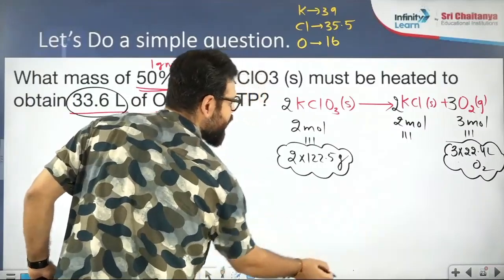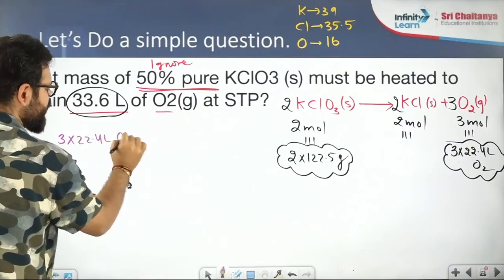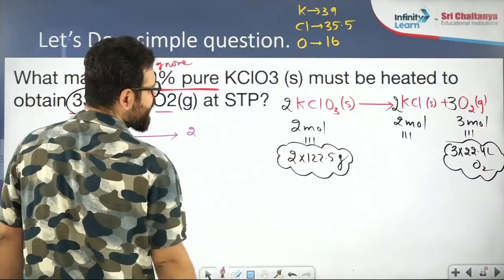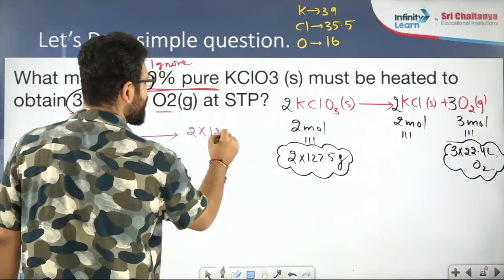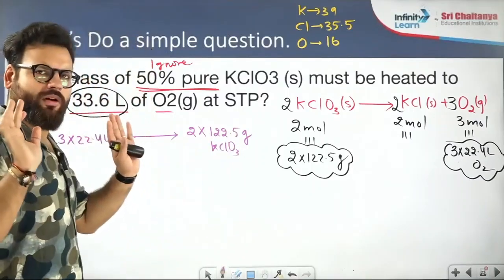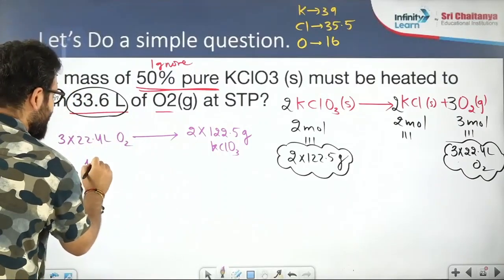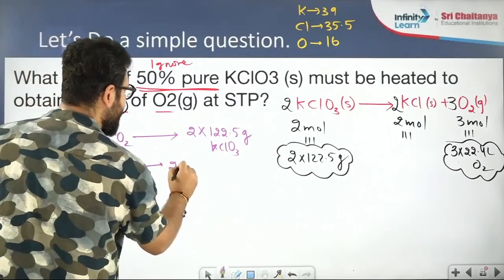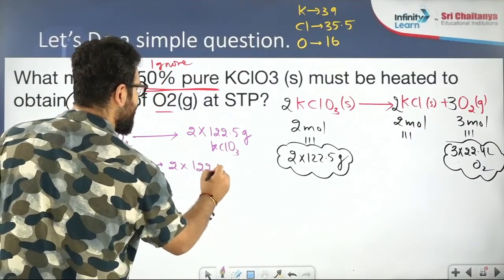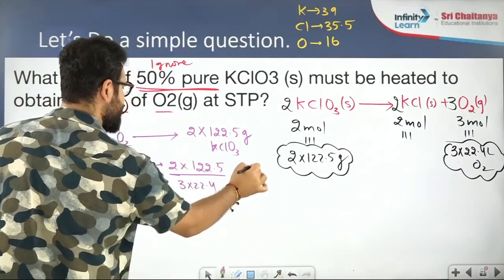So I will say from the stoichiometry, 3 times 22.4 liter oxygen is produced by using 2 times 122.5 gram KClO3. When everything is perfectly fine, 100% everything is going fine. So 1 liter oxygen should come from how much? 2 times 122.5 gram by 3 times 22.4, these many grams.